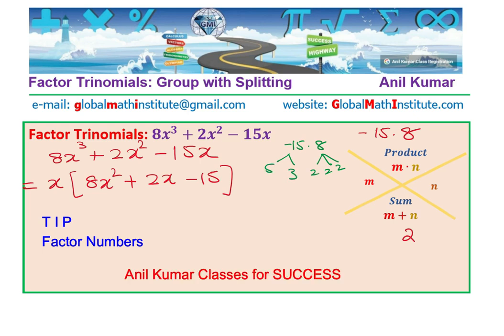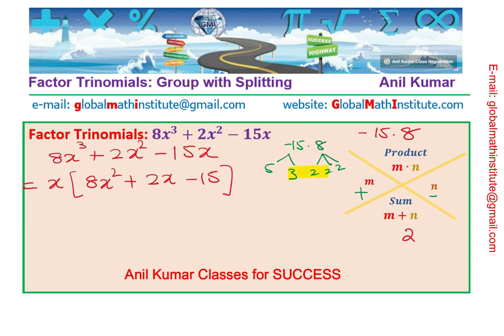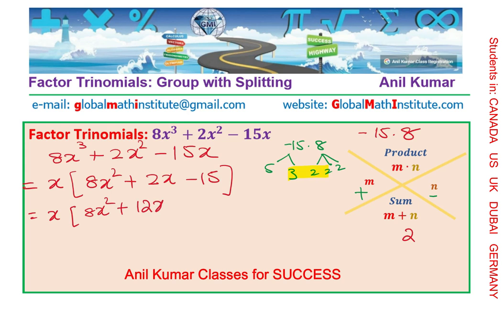Correct. Now, what two numbers? One positive, one negative. Positive is bigger, negative is small. Correct. But the difference is only 2. Okay. So we could combine 3 times 4 as 12 and 5 times 2 as 10. Makes sense, right? So we'll write this as 8x squared plus 12x minus 10x minus 15.